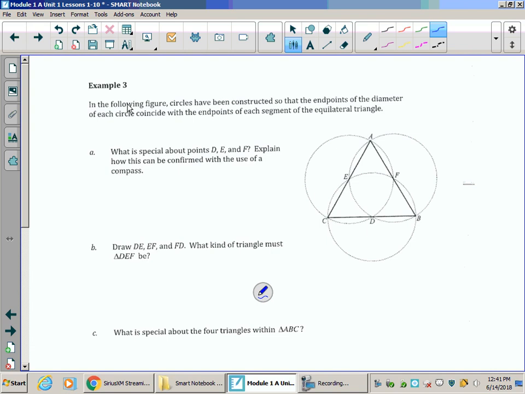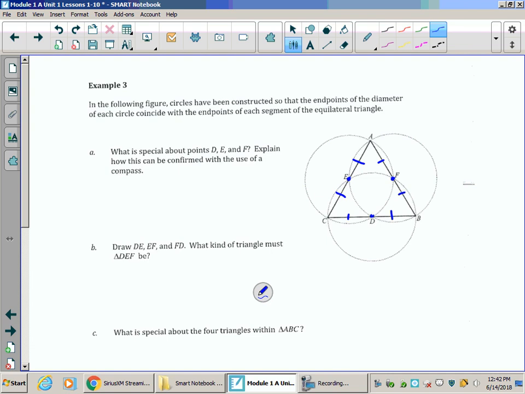Because of the way that we construct these circles, E, F, and D in the bottom are actually midpoints of this big triangle here. Again, every radius in a circle is equal. They're the same length. So each of these distances are equal. So E, F, and D, all midpoints. If you use your compass, you can kind of measure the distance from E to C and E to A to verify that they are the same.